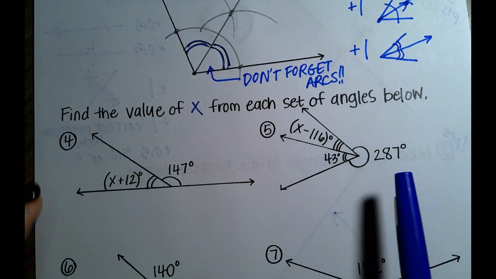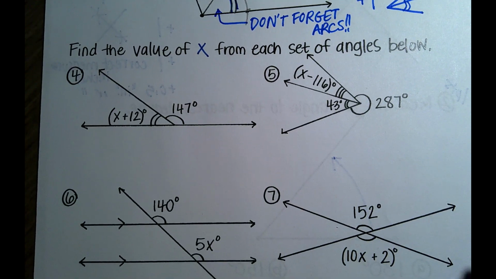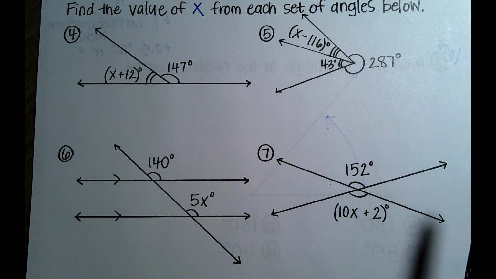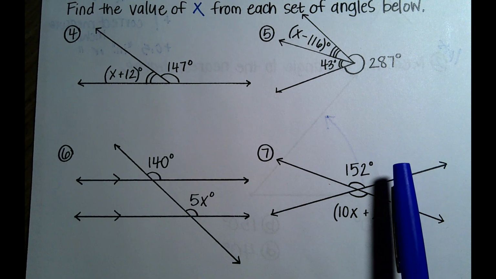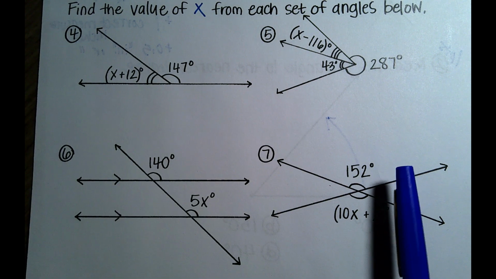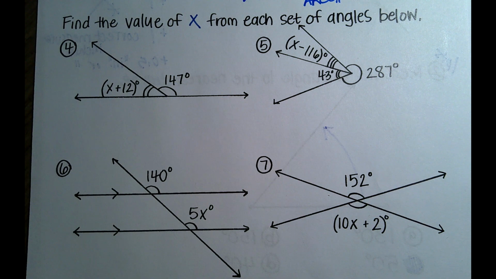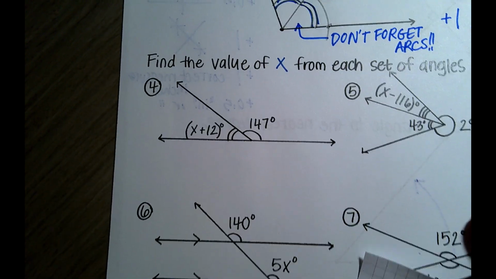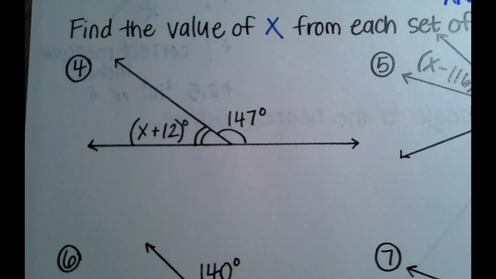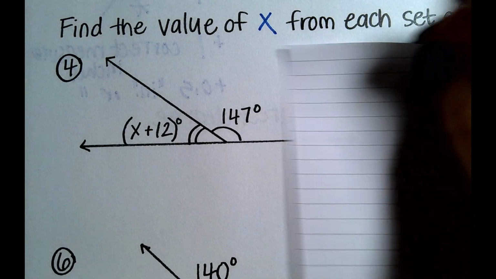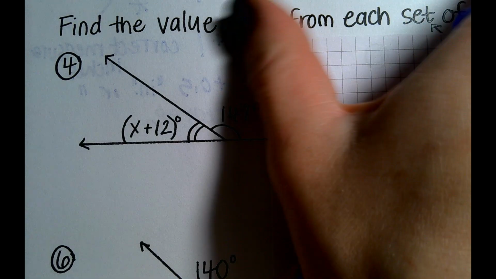Okay, so number 4, 5, 6, and 7 are all problems where we are solving for x with angles. Now, I apologize, I did not give you a ton of room to do your work. So I think I'm actually going to write my work on a sticky note for each problem. I'm going to look at number 4 first. So for number 4, I've got 2 angles.